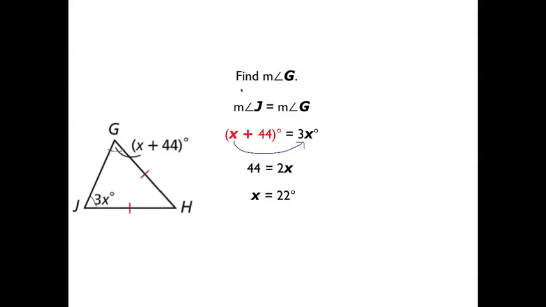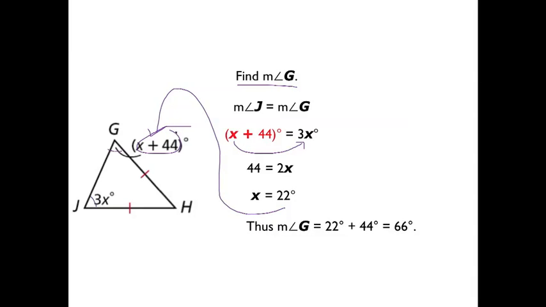It's asking me in this problem to find the measure of angle G. G is represented by x plus 44, so I'll just take that 22 and plug it in for x. 22 plus 44 is 66 degrees. So the measure of angle G is 66 degrees, which means the measure of angle J is 66 degrees. So if I asked you to go on and find all the angles, J is going to be 66, G is going to be 66. That's a total of 132. That's going to leave you 48 degrees for H, because all three have to add up to 180 degrees.